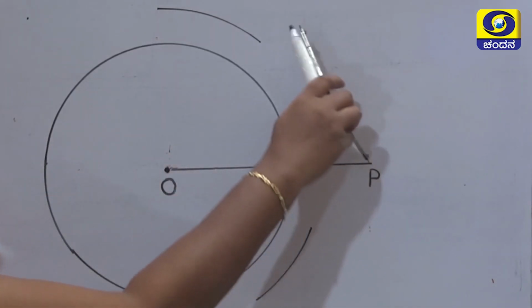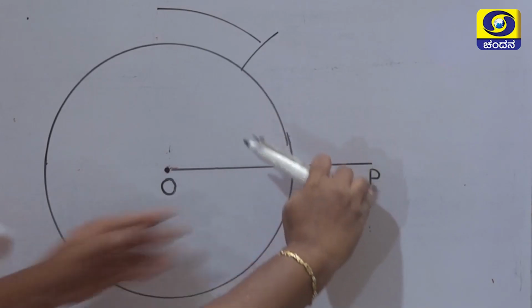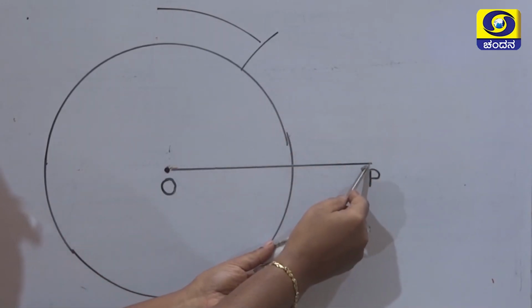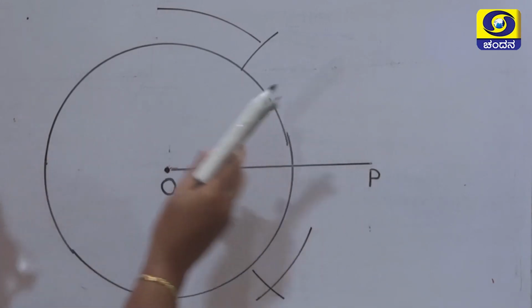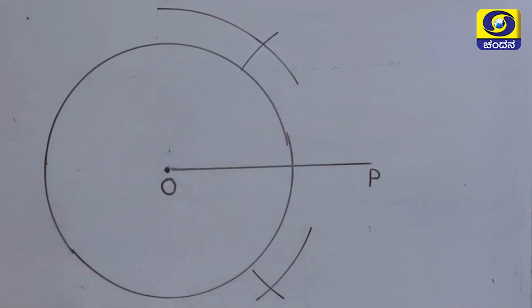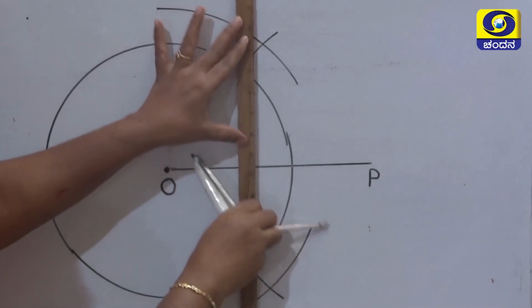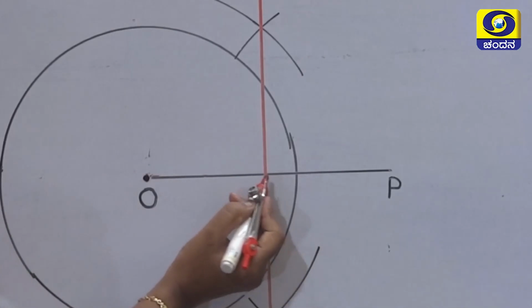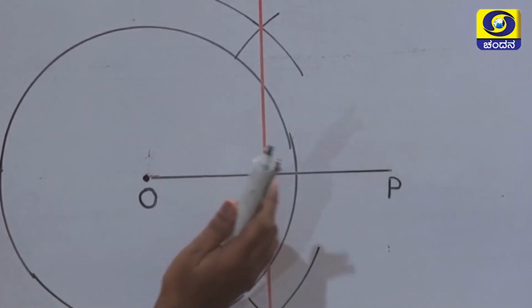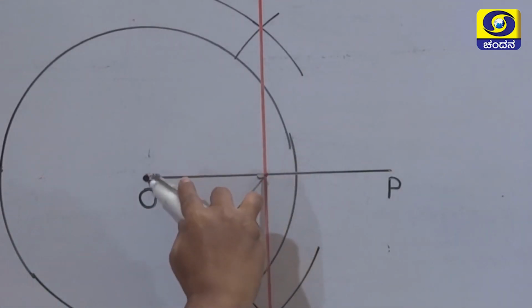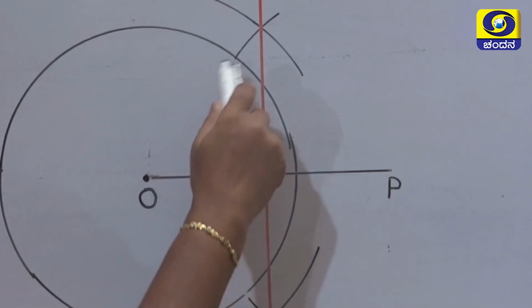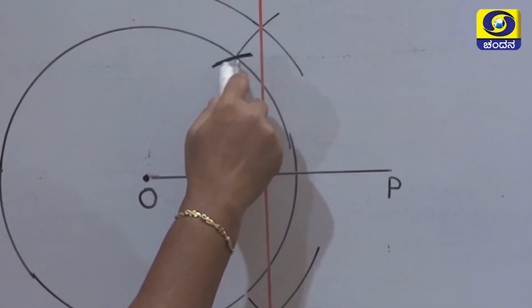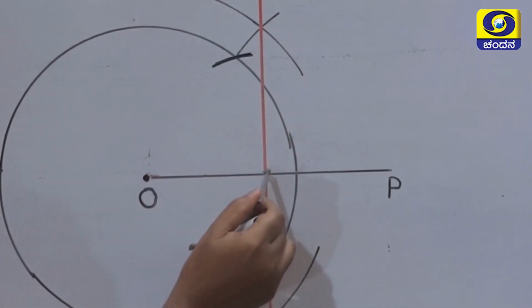Similarly, do the same procedure from point P also. Now, you can join the 2 points of intersection of these arcs. We'll get the midpoint of the line segment. Now, keeping the needle at this midpoint, taking this distance, mark an arc on the circumference of the circle on both sides.